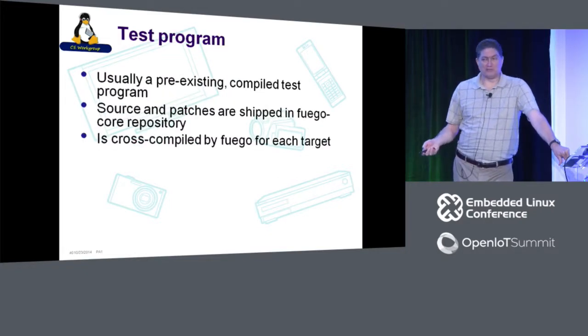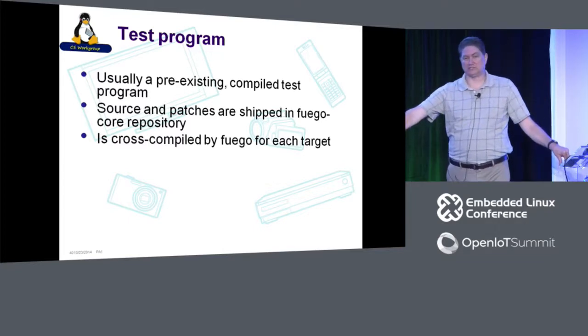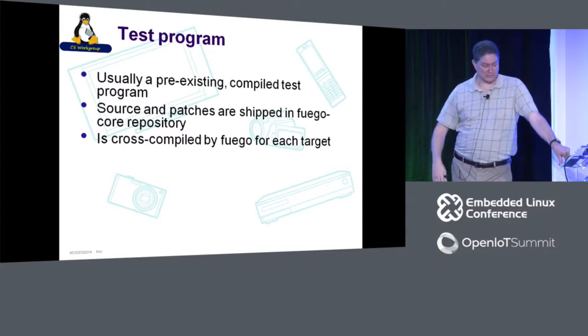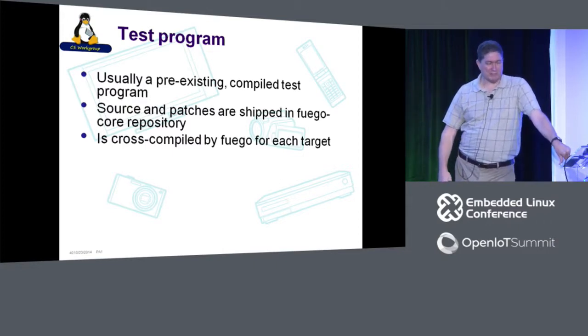So the test program is usually some pre-existing compiled test program. It doesn't have to be. There are a couple of tests actually in the system that just put a shell script on the target and it collects some proc data and runs some stuff on sysfs. But most of the time you're talking about a compiled program. The source and patches are shipped, and then they're cross-compiled by Fuego for each target.